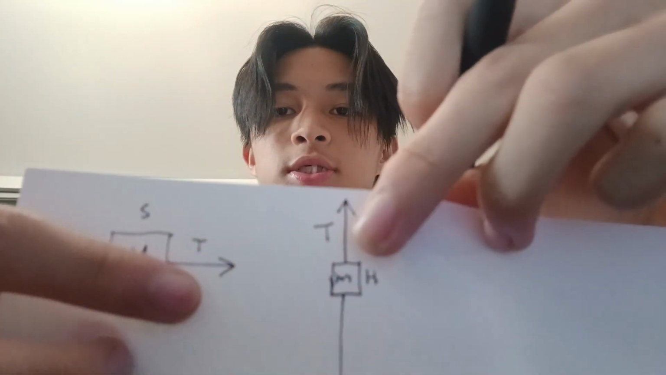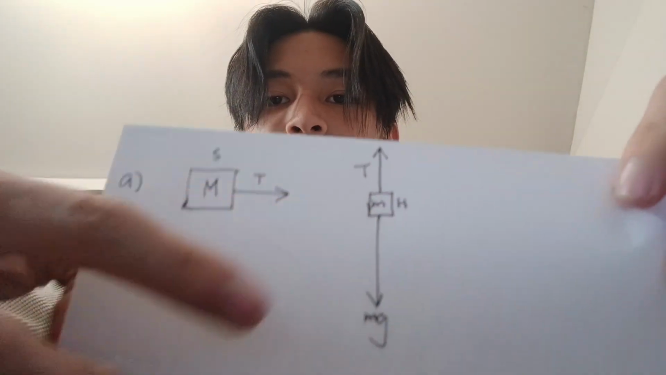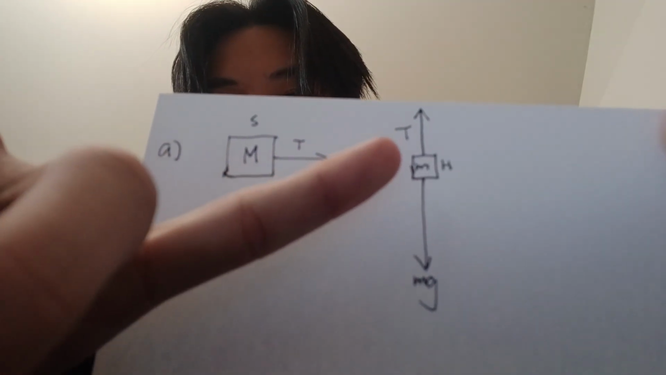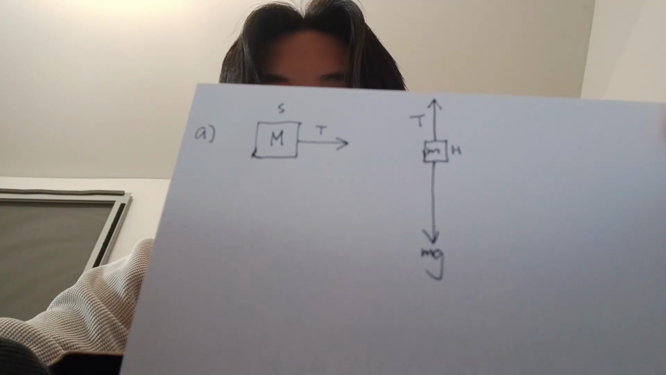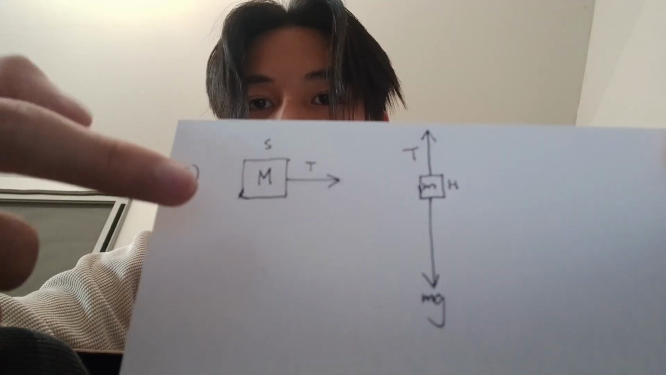For the other box, mass lowercase m, tension is the same because they're connected by the same string. The reason that mg here is so much bigger than T here is because we know that the system is moving, because this guy is called the sliding block, so obviously it's sliding.